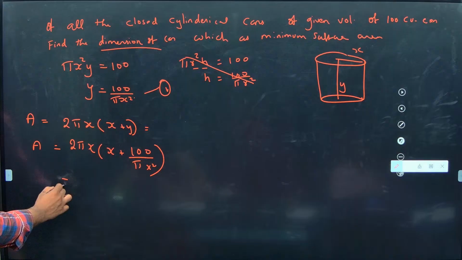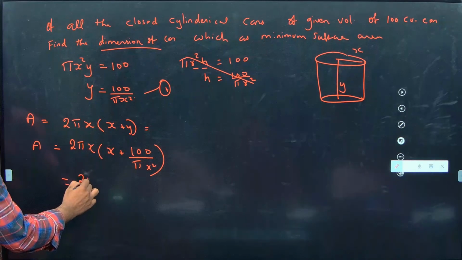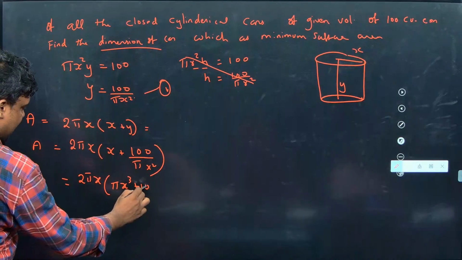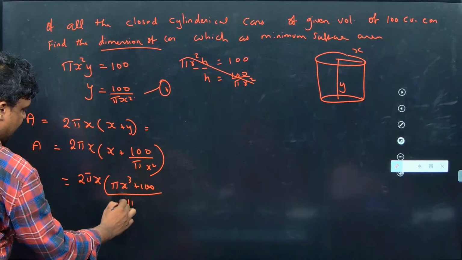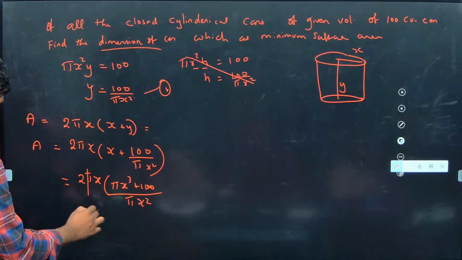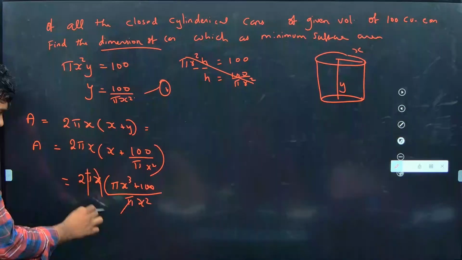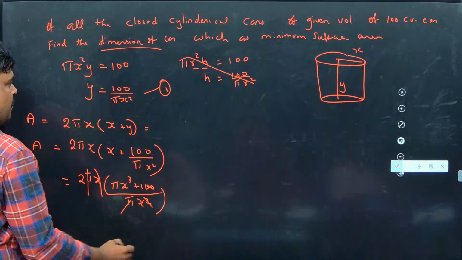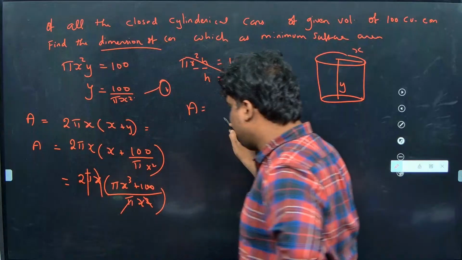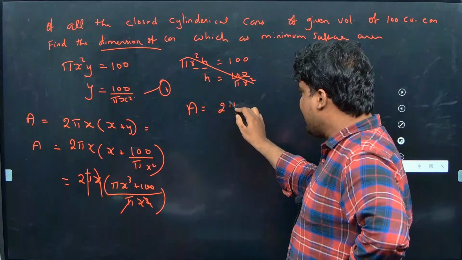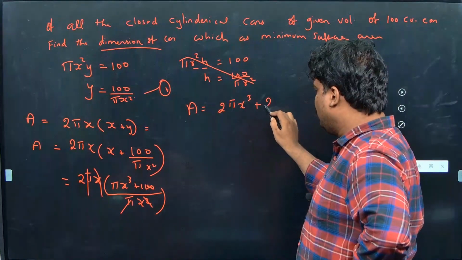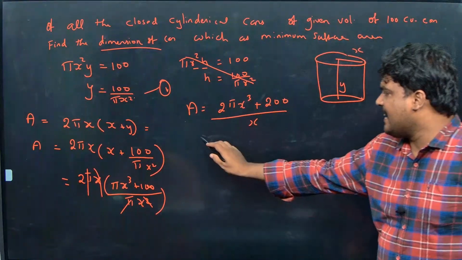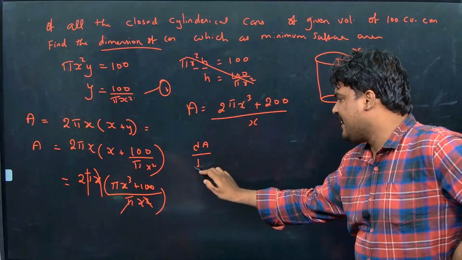Now what can I do? I can take the LCM. So 2 pi x, pi x cube plus 100 by pi x square. This pi and this pi get cancelled. This x and this x square will get cancelled. So now my A will become 2 pi x cube plus 200 by x. Guys, now you have to differentiate dA by dx.